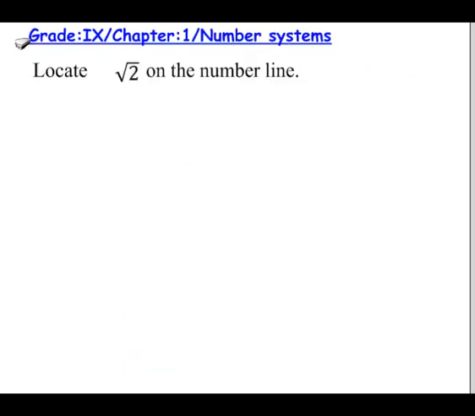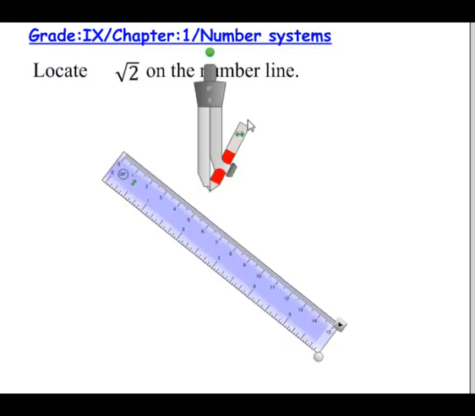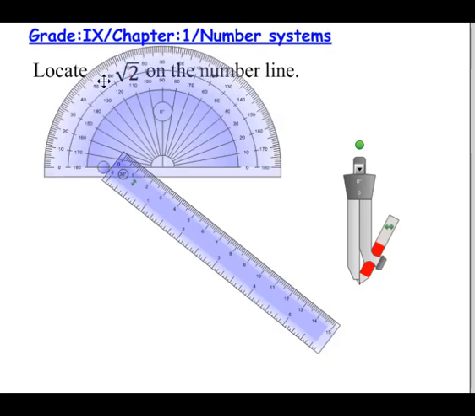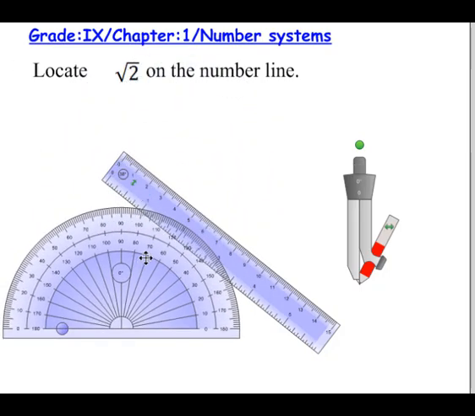To locate root 2 on the number line, we need some geometrical instruments. We need a ruler, compass and protractor. These are the instruments required. First of all, we should construct a right angle triangle.